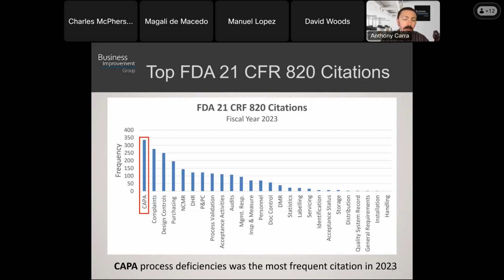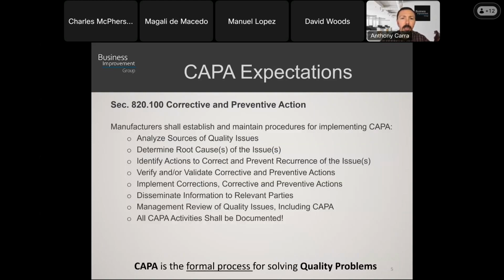And even if you're not in med device, many organizations that have a formal quality management system in place will have a CAPA process. It's not just something required by FDA, but it is something that is inherent in any solid quality management system. Now, from the FDA's perspective, what are some of the expectations?